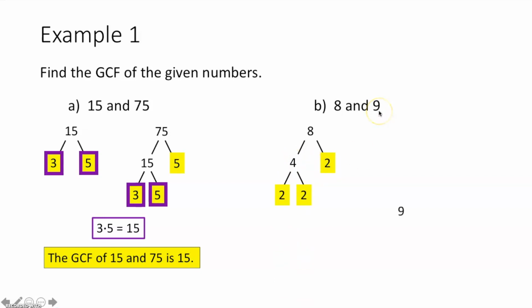Sweet. Now we go over to 9. What two numbers multiply together to make 9? That would be 3 and 3. Can you break those up any further? No, those are prime numbers, so you stop. Next, we look for our GCF. So what prime factors do these two numbers have in common? They don't have anything in common.